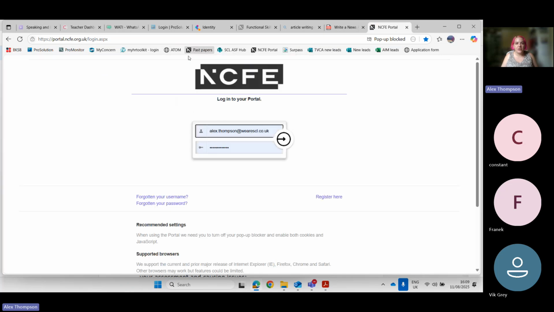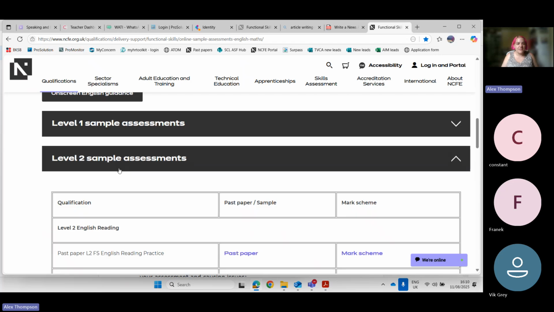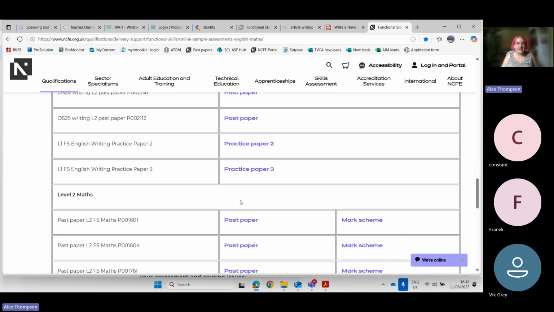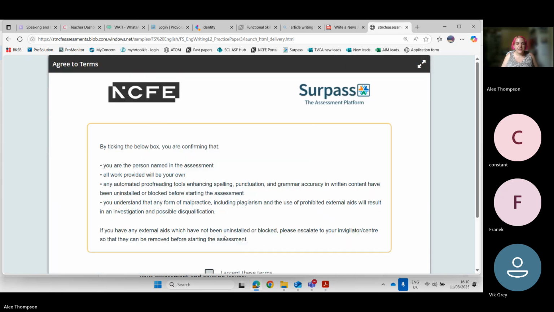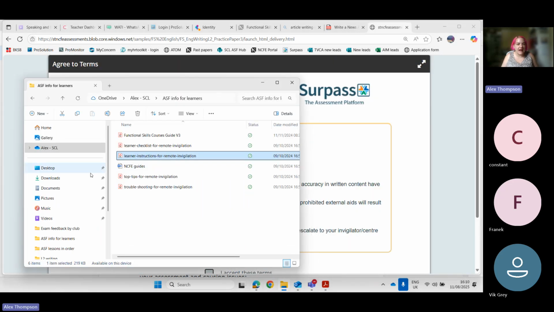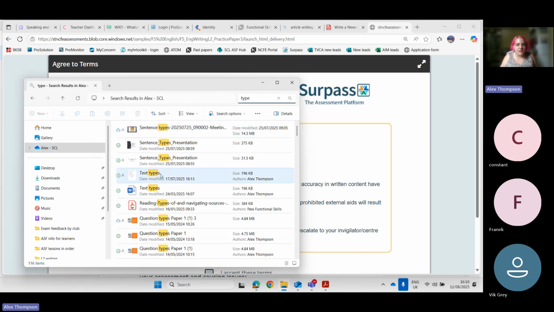Oh, wrong website. That's a good start. I was having a look at these earlier, and I particularly liked the look of this practice paper. So what we're going to do is have a look at the type of question, and then we're going to have a go at responding to it.